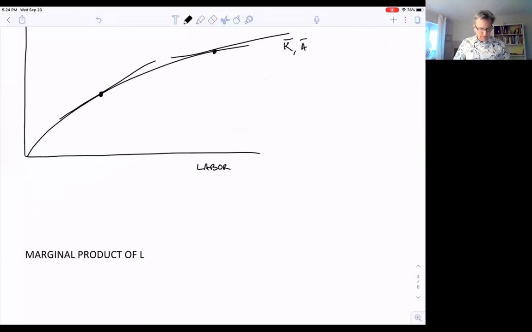So marginal product of labor, it's a slope. It's a change of y over the change in L. And that is marginal product of labor, or partial y partial L. And as more labor is added, let's put it this way, as labor increases, that means the marginal product of labor is decreasing.